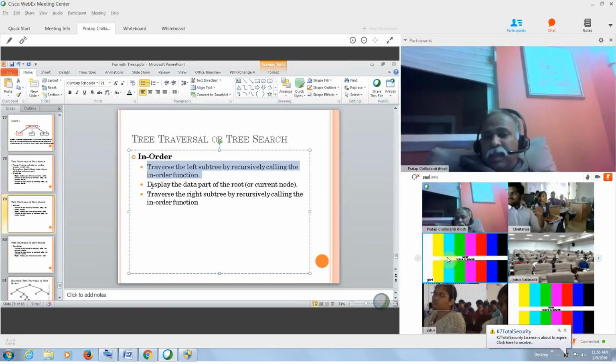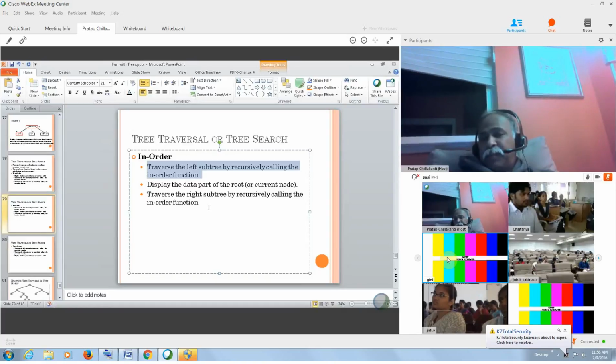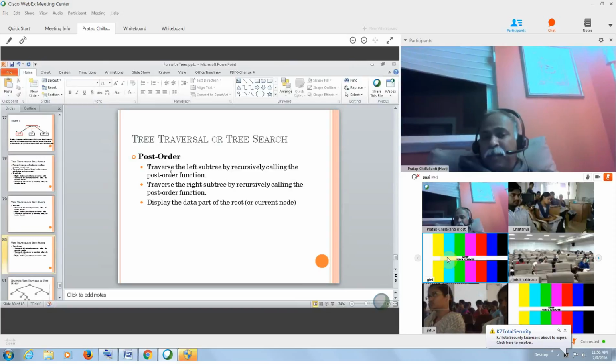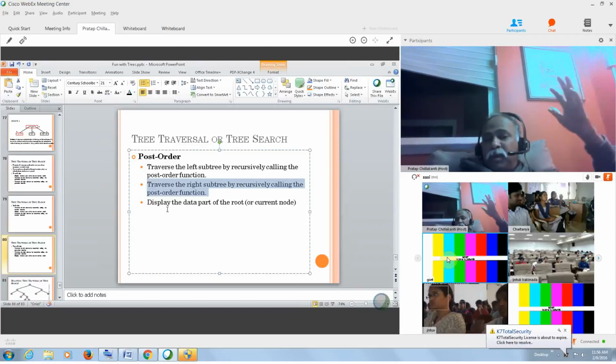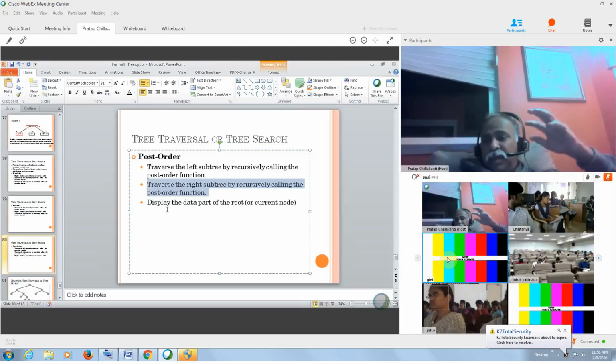Then you display the data part. Then you traverse the right subtree. Now you get the idea for post-order. In post-order, you go to the left subtree like before, then you do the right subtree, then you display the data part. So if you go from pre-order to in-order to post-order, all we did was change when we process the root. In the case of pre-order, we process the root first. The processing could be anything.